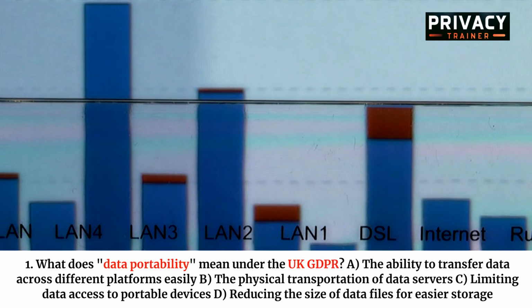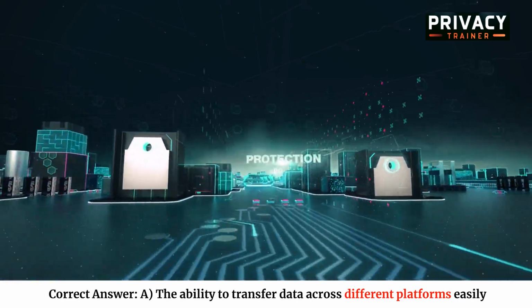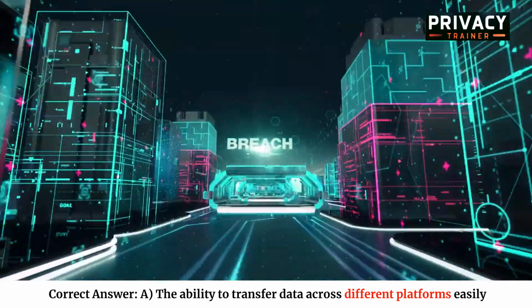1. What does data portability mean under the UK GDPR? A. The ability to transfer data across different platforms easily. B. The physical transportation of data service. C. Limiting data access to portable devices. D. Reducing the size of data files for easier storage. Correct answer: A. The ability to transfer data across different platforms easily.